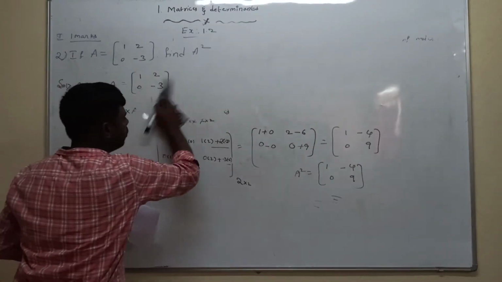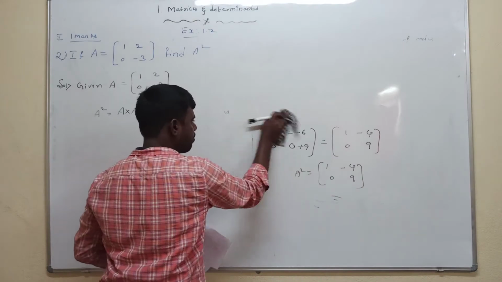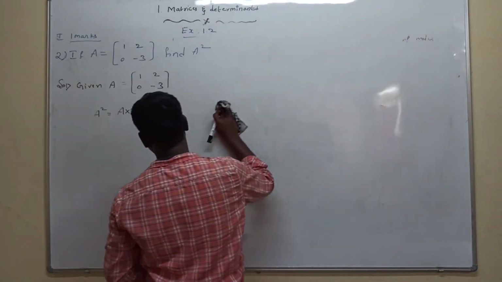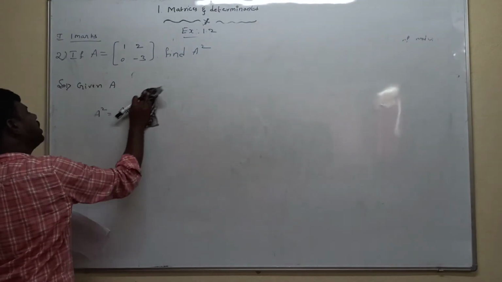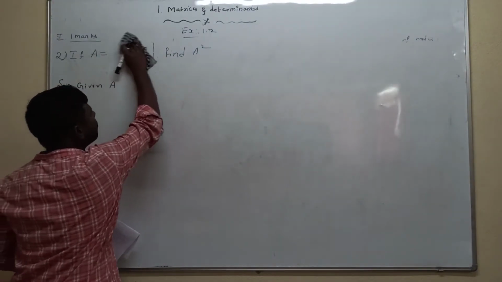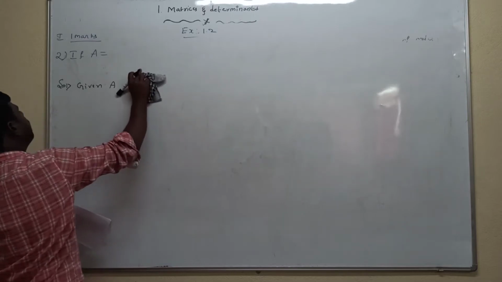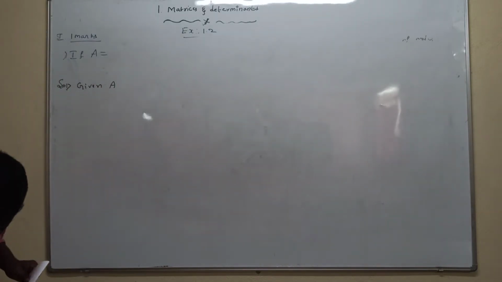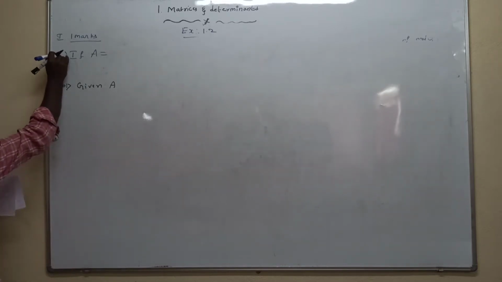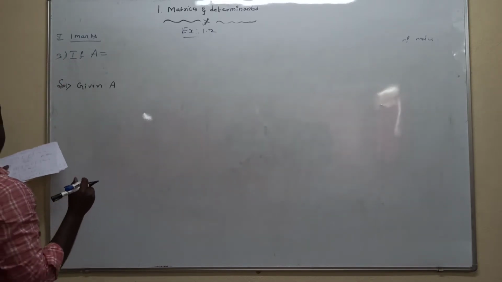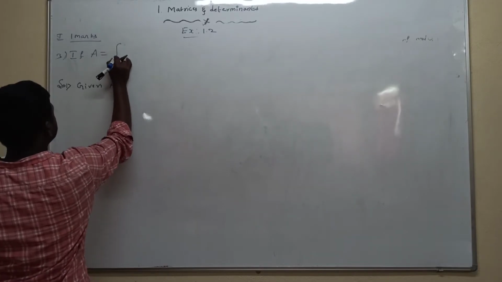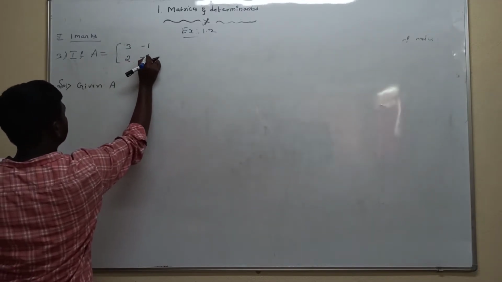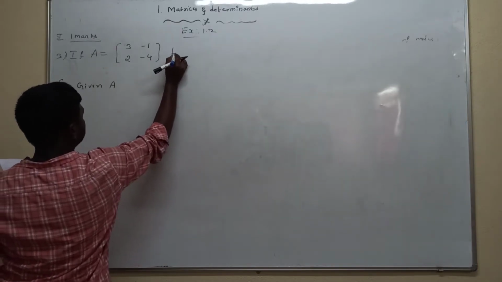Very easy. Don't confuse. These are very important for matrices and determinants. Addition of two matrices, subtraction of two matrices, and transpose of matrices are very easy, but only the multiplication method is very important. So next we are discussing that question. If capital A is equal to [3, -1; 2, -4], find A square.